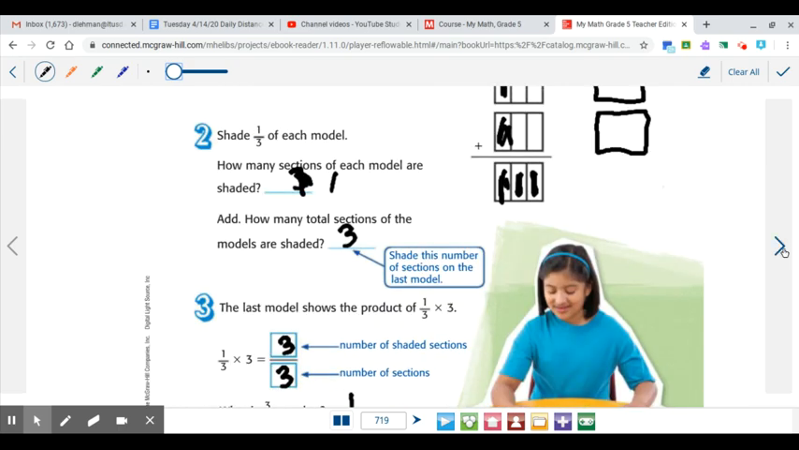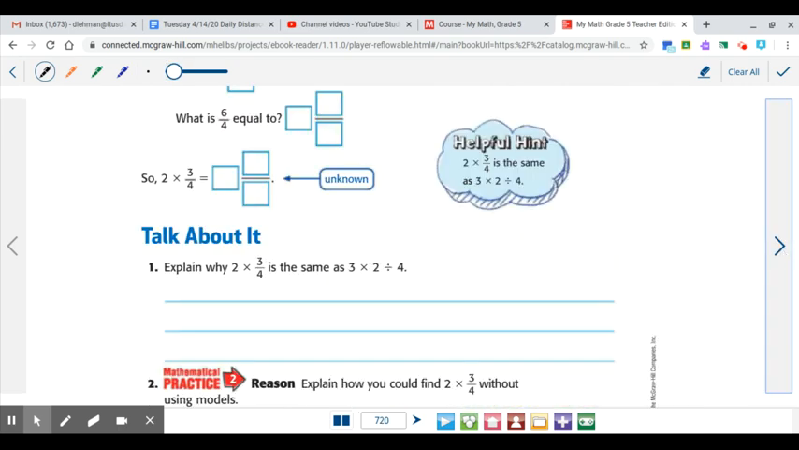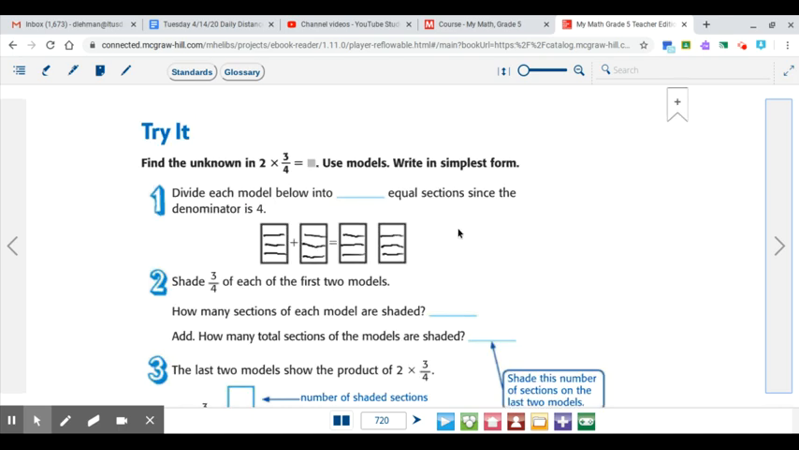Okay, let's go on to this next page, and go on to the top. All right, so we had here originally empty boxes, but I drew these lines to kind of save some time here. But we're looking for the unknown, which means we're solving for this answer here. And we want to do 2 times 3/4. So there were 2 empty boxes here, okay? I broke them into fourths because the denominator is 4, so we did 1, 2, 3, 4 sections in each of these.